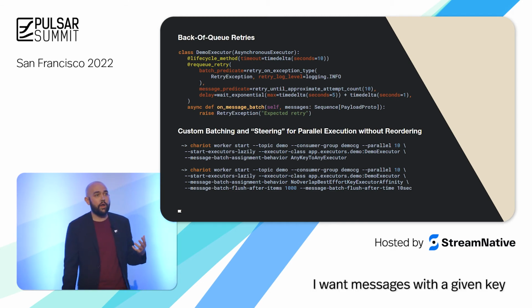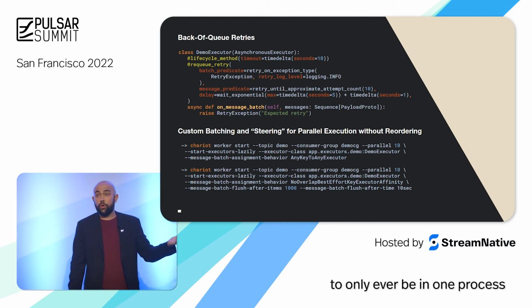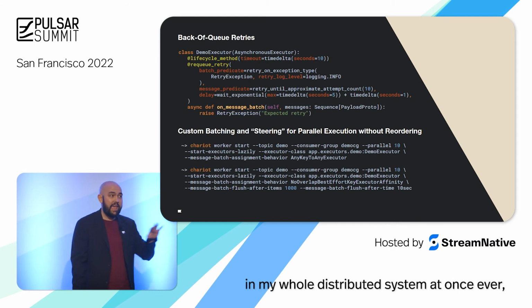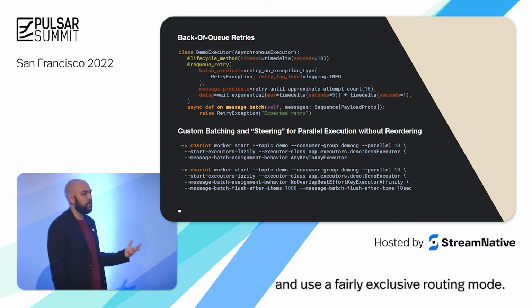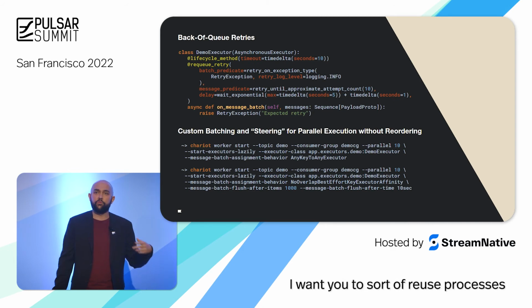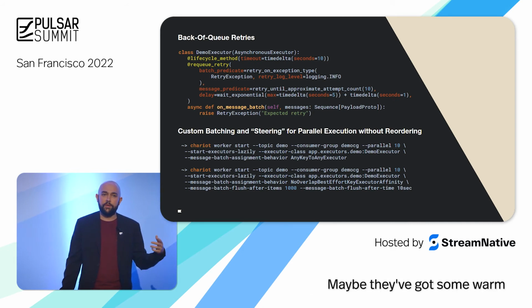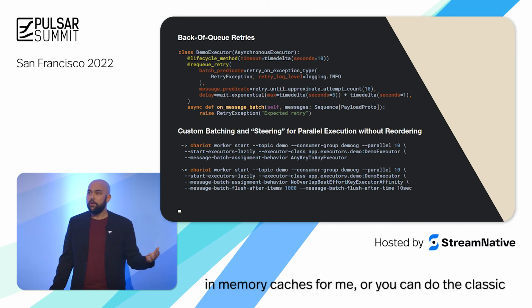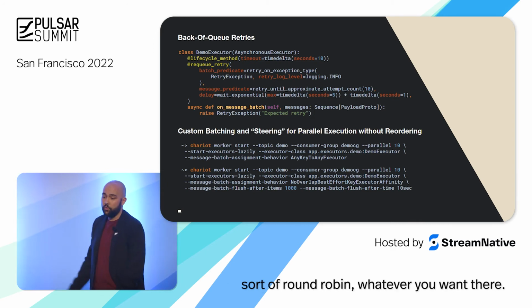And you can say, okay, I want messages with a given key to only ever be in one process in my whole distributed system at once, ever, and use a fairly exclusive routing mode. You can say, I want affinity. I want you to reuse processes that have seen this key before. Maybe they've got some warm in-memory caches for me. Or you can do the classic round robin, whatever you want there.